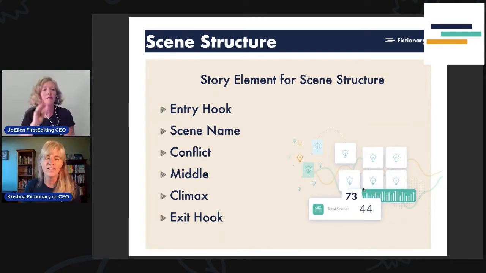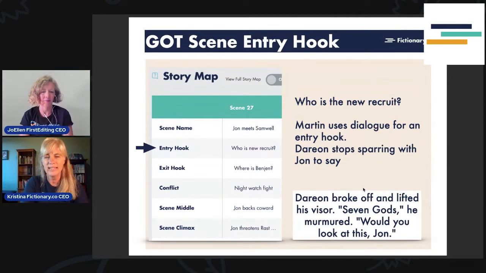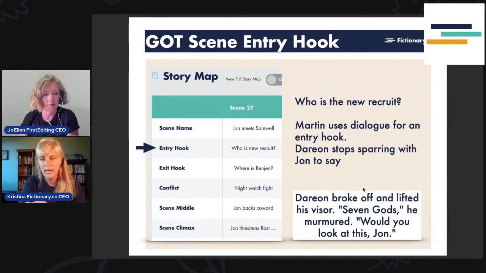Every scene should have an entry and an exit hook, and you should be able to name it, and it should have a middle and a climax. Okay, so let's start with the entry hook. So in this scene, John is there with his buddy knights, and they're practicing in the yard. And so at the very beginning, he's practice fighting with Darian. And the opening image of this scene is him helping Darian.